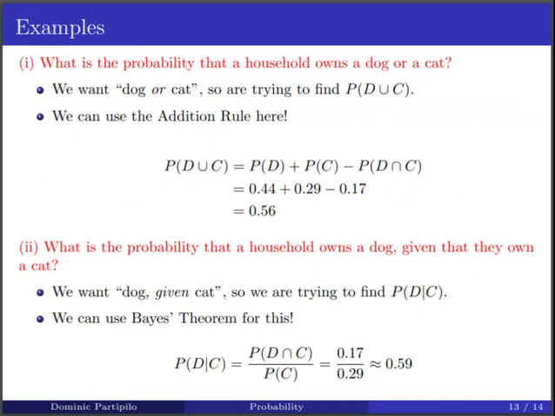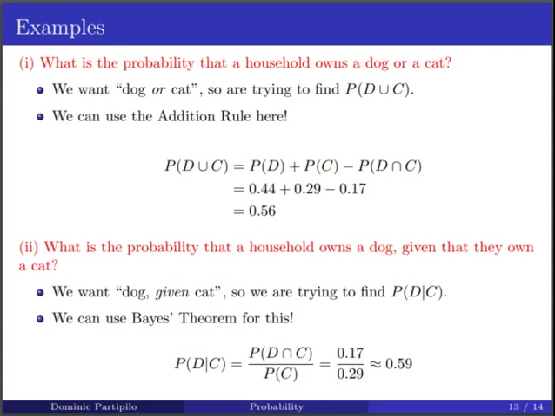So what's the probability that a household owns a dog or a cat? Again, we want "or" here, so that tells us we want the union. We're trying to find the probability of dog union cat. Here we can use the addition rule, and it gives it to us explicitly. The probability of dog union cat is the probability of dog plus the probability of cat minus the probability of dog intersect cat. Now remember, this was the formula we had from before, when we double counted the middle and had to subtract that piece in the middle off.